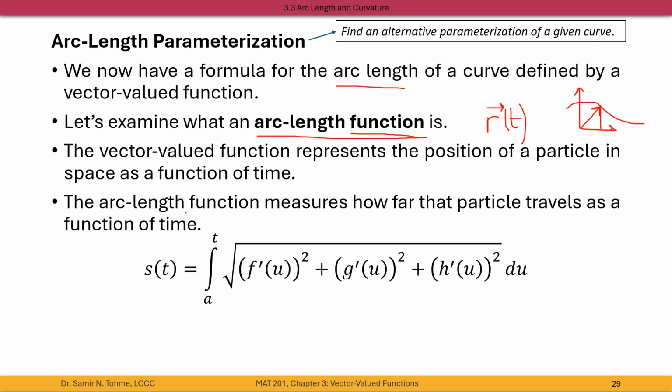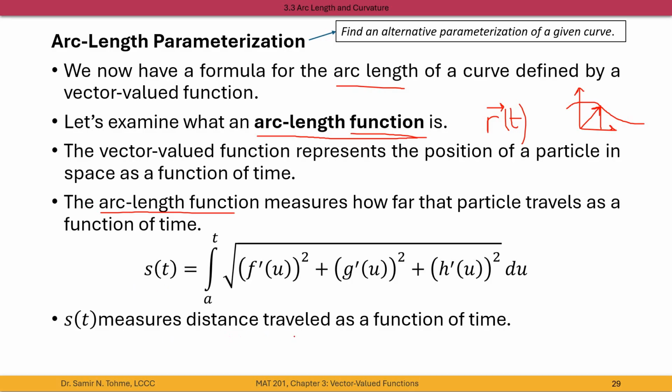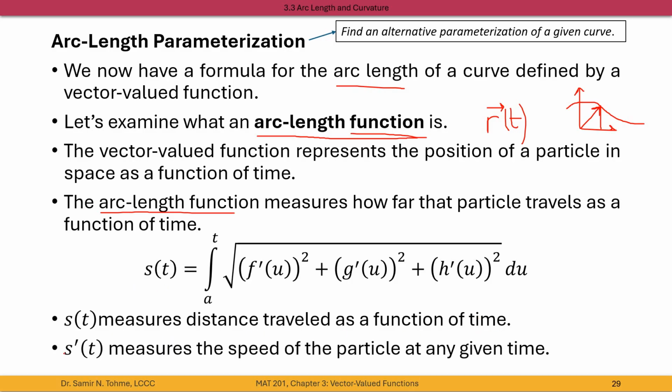The arc length function measures how far the particle travels as a function of time. The first one, the arc length, simply gives you the measure of the arc between two given points. Now, the arc length function will give you how far the particle travels. s of t measures the distance traveled as a function of time. s prime of t, if you do the derivative, will give you the speed of the particle at a given time.